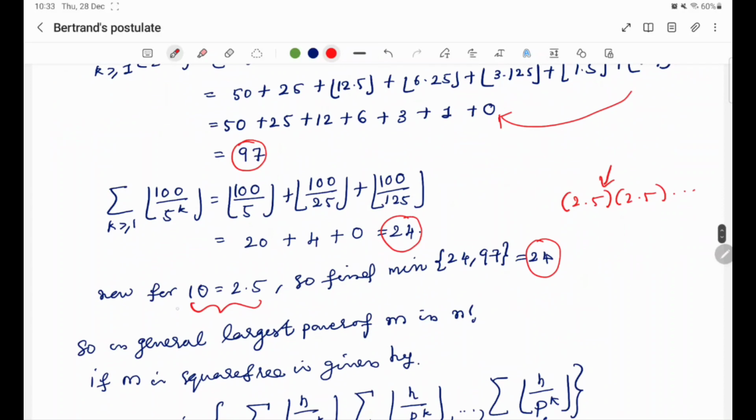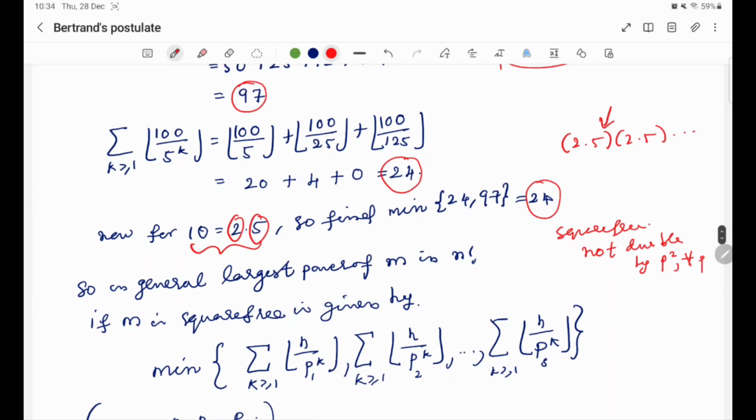This 10 we call a square free number. Square free means it is not divisible by p square for any prime p. So every prime has power 1 in it. 10 is such a number, and for that you just find the largest powers of 2 and 5 and take the minimum. Then you get how many times 10 divides 100 factorial.